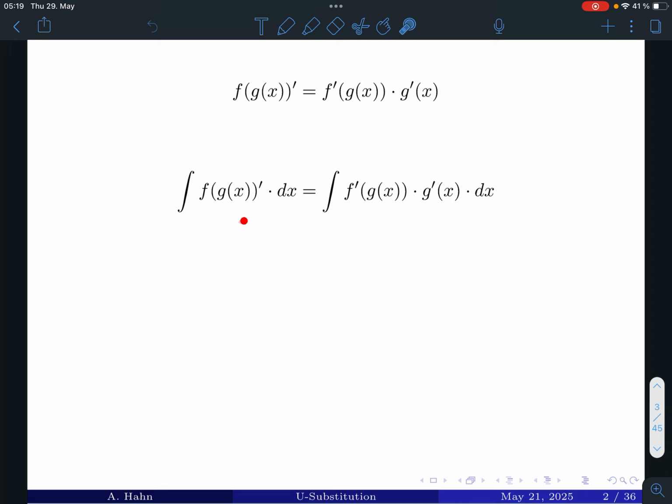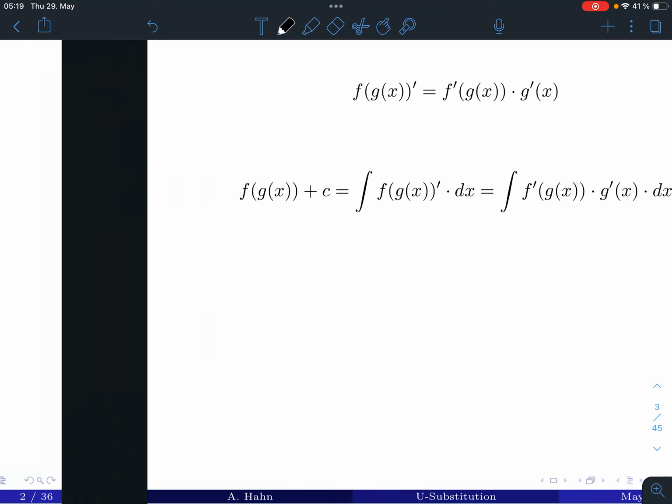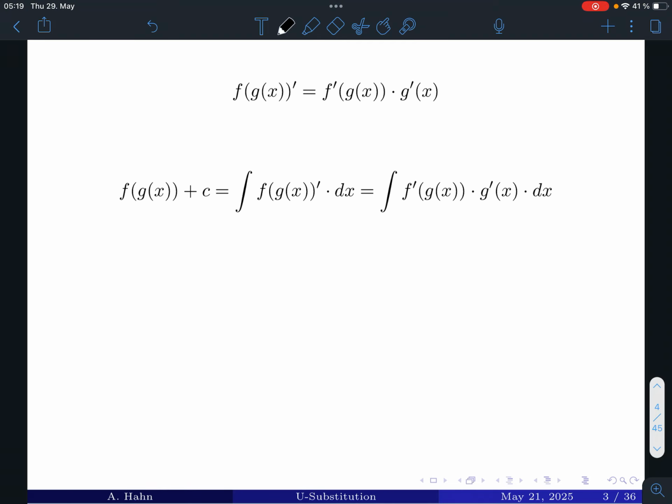And then recall that if you integrate the derivative of a function, so this is just the derivative of f of g of x, when you integrate the derivative of a function, you just get back the function. So the left-hand side is just going to be f of g of x plus c. And so that's what we get.